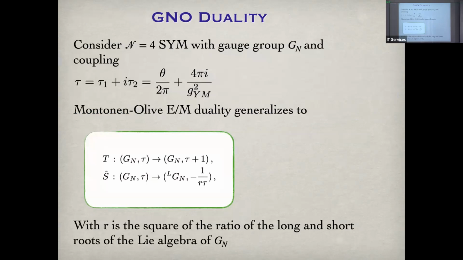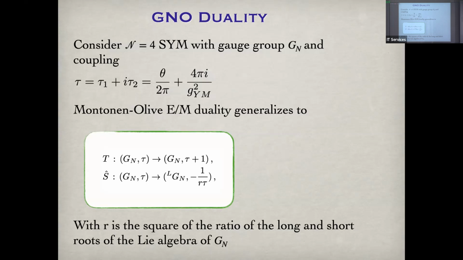So what is this GNO duality? Well, in N equal to 4, with a gauge group G_N and this coupling constant, electromagnetic duality was at the beginning the only duality we knew, or one of the few dualities we knew, and it was generalized to something a little bit broader, what is called Montonen-Olive or GNO duality. And the idea is as follows. If I give you a quantity, like the original integral that I wrote before, for a group G_N and a parameter tau, I expect it to be invariant under the T transformation, where I don't change the group, and I shift the parameter tau to tau plus 1.